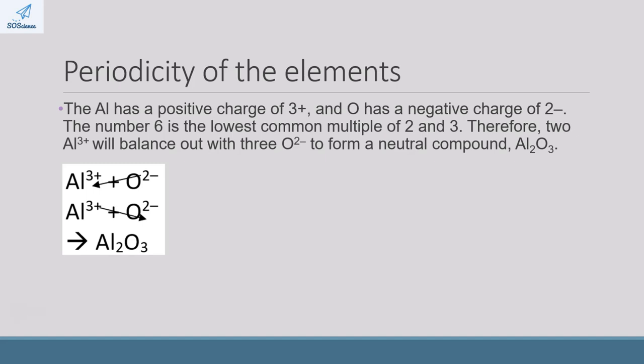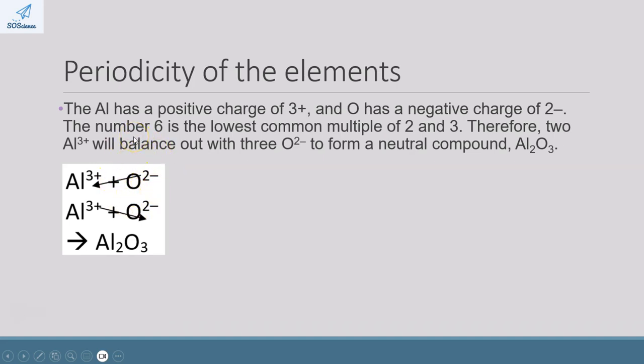Now, the lowest common denominator is 6. So if I take 2 aluminium atoms, well, 2 aluminium atoms will want to give up a total of 6 electrons. And if I take 3 oxygen atoms, well, the 3 oxide ions will want to gain 6 electrons. So using that logic, we can say that we need 2 aluminium atoms for 3 oxygen atoms.